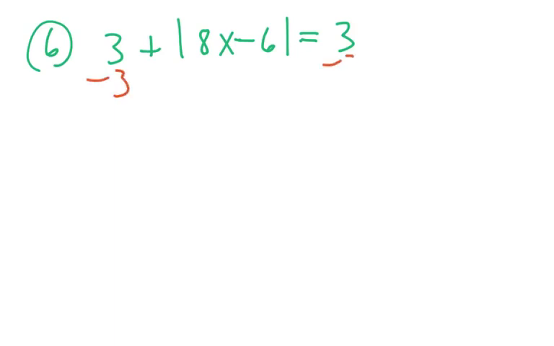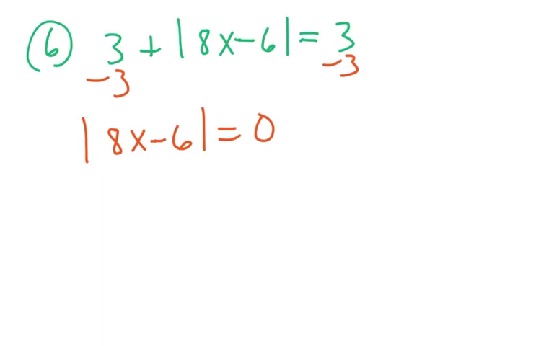And the last example, I have 3 plus the absolute value of 8x subtract 6 is equal to 3. So again, I need to isolate the absolute value bars. Now, this 3 is not multiplied by the absolute value of 8x minus 6. You got to subtract it out. So I have the absolute value of 8x subtract 6 is equal to 0.